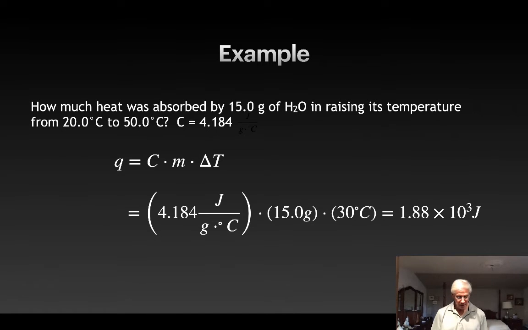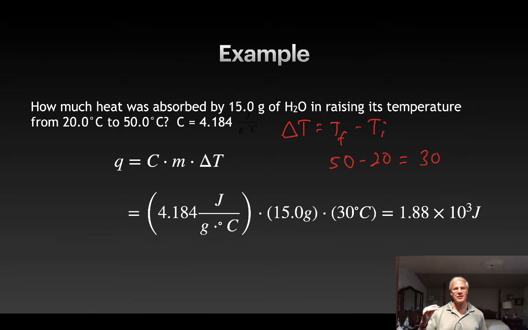Now, anytime you're looking for a delta T, any delta really, delta T is equal to T final minus T initial. So here it would be 50 minus 20, which is 30. Now, what if we were going the other direction? What if we were removing heat? What if the temperature was dropping? We would still use temperature final minus temperature initial, and that would give a negative delta T, and we would get a negative value for the heat.